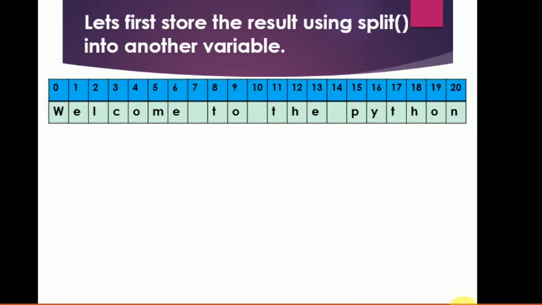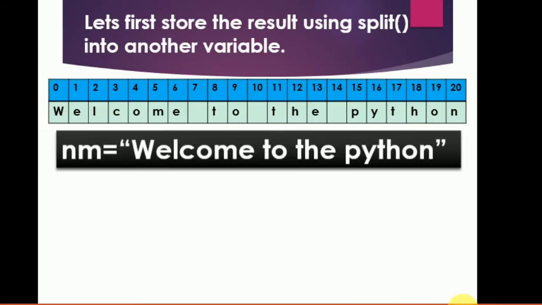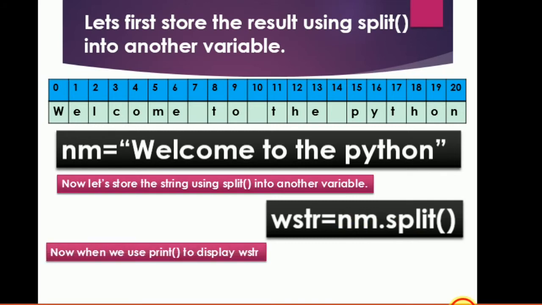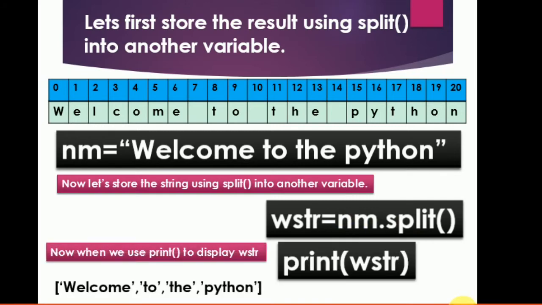Now let us store the result of split in another variable. I'm using one variable, first nm, that stores welcome to Python. Now using split, I'm going to store the result in another variable, that name is WSTR. Now this WSTR will store the result from nm.split. When we display WSTR, it will give the same output, in the same way, welcome to the Python, but it is stored inside the WSTR.